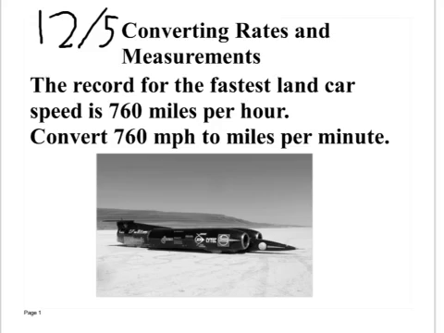As you can see, this is the vehicle that broke that land speed record. It's really just a rocket on wheels. All right, so let's do that. Write down everything they give you: 760 miles per hour.